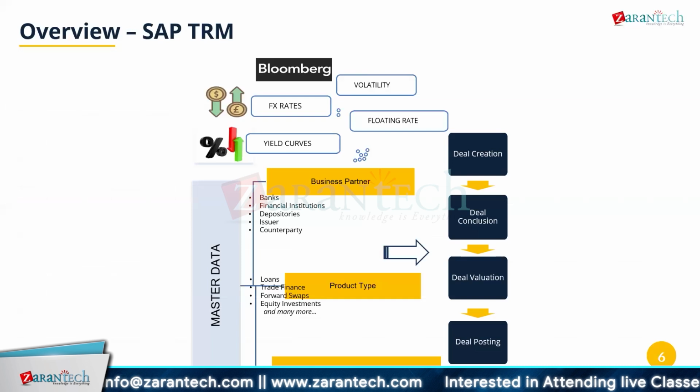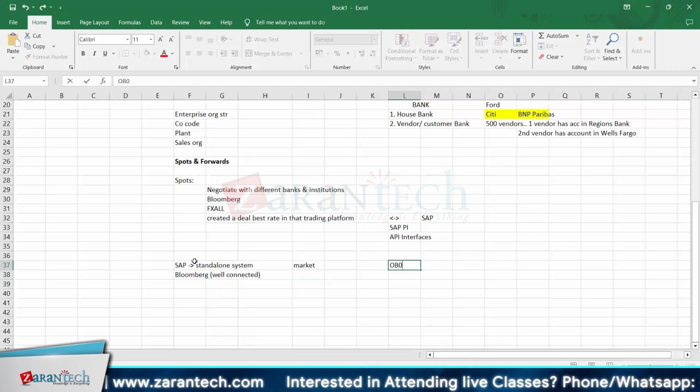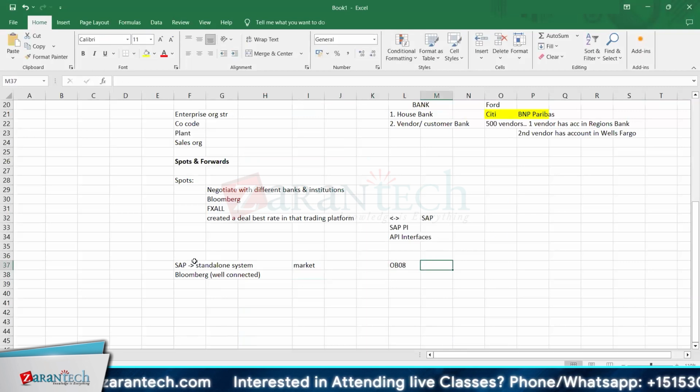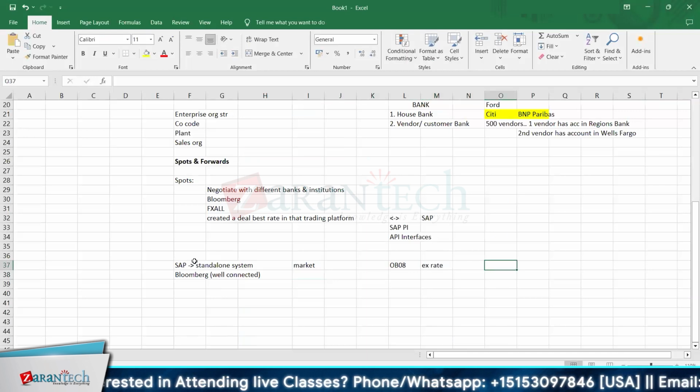So now, if you want to build an advanced system... Are you guys familiar with this transaction OB08? Yeah, it's for exchange rates between currencies. Exactly, exchange rate between currencies, right? So what happens? You give a date. Okay, let me just open OB08.